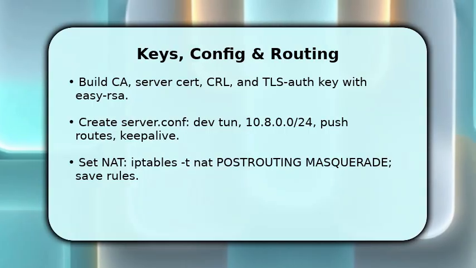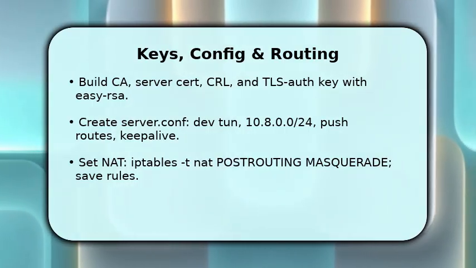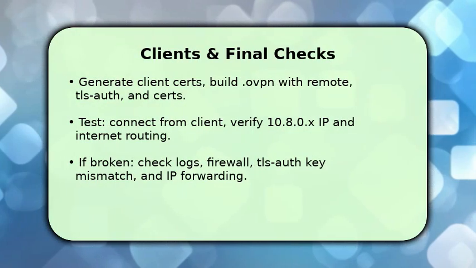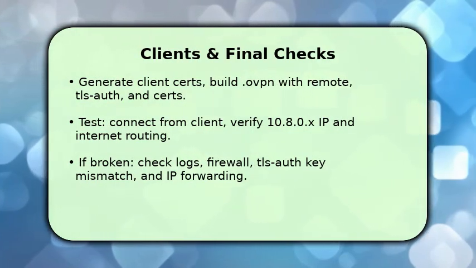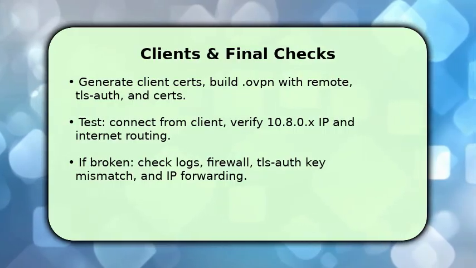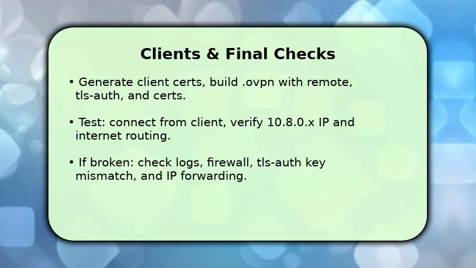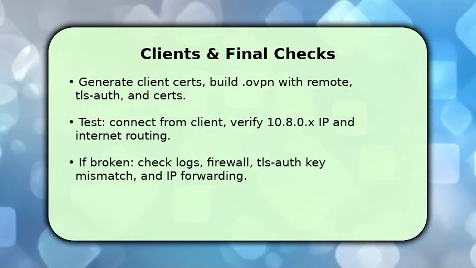You finish by creating client certificates and assembling the OpenVPN file including remote server IP, port, TLS auth key, and client certs so clients can connect securely. Then connect a client and verify it receives a 10.8.0.x address and that its traffic is routed through the server to the internet.